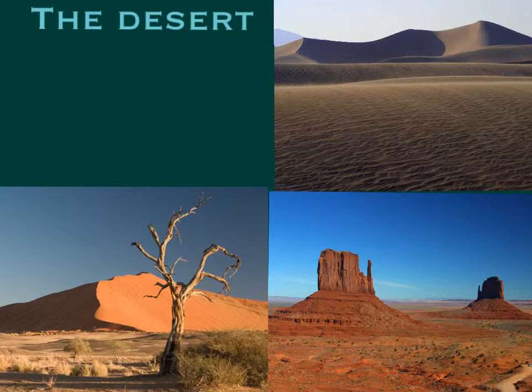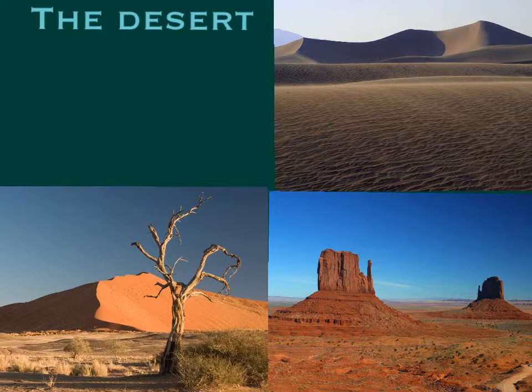Here are some plants that you could see in the desert. Cactuses, saguaro cactuses, barrel, prickly pears, and trees and logs.